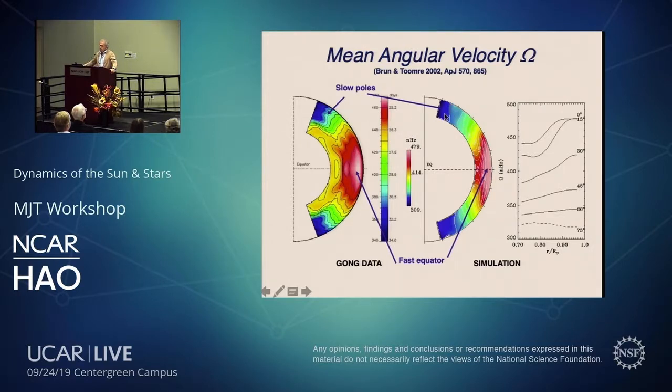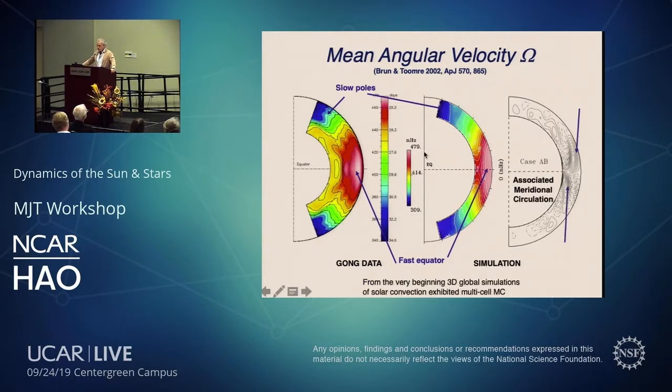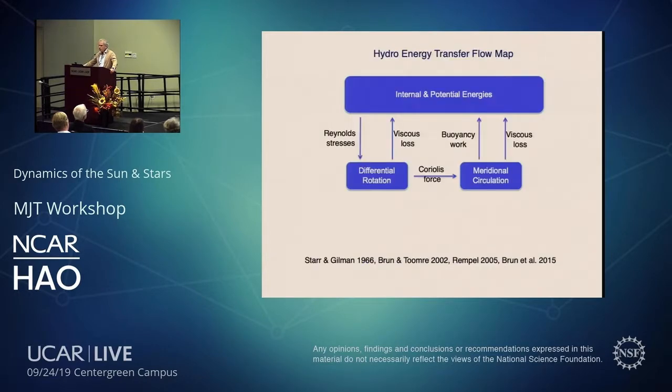And we were reasonably successful in the sense that we were able to get a fast equator and a slow pole, but we were not as conical as the sun was showing us to be. And as I said already, the meridional circulation patterns that we were seeing were multicellular, and at the time people would not believe that. But from the beginning, the simulations were showing so. So it's interesting to look at how the energy is flowing into such systems to try to understand it.